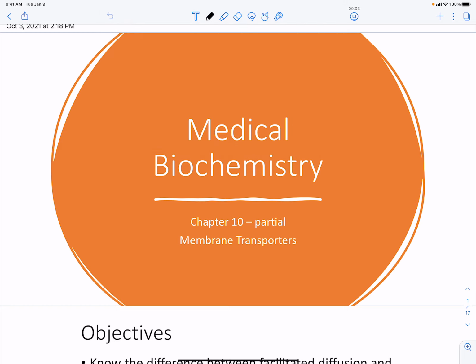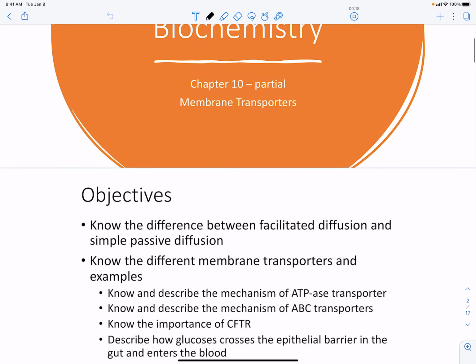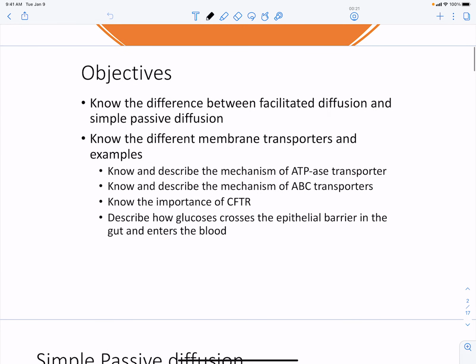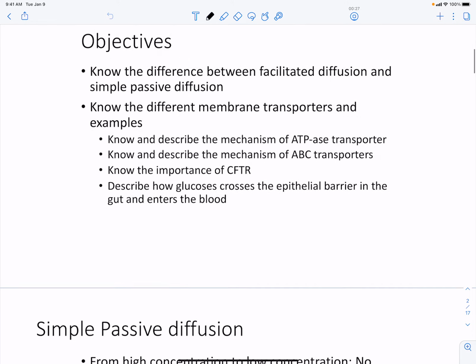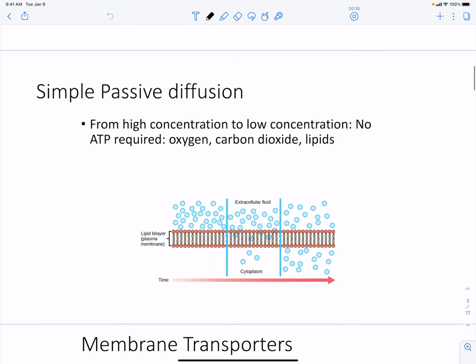Okay, so our next topic is going to be about membrane transporters. This is going to be more involving facilitated diffusion or our active transporters. And so here are the objectives to know for this lecture: facilitated diffusion, passive, not requiring energy, as well as our real active transporters. So a simple passive diffusion is basically something that can cross the membrane without any help.